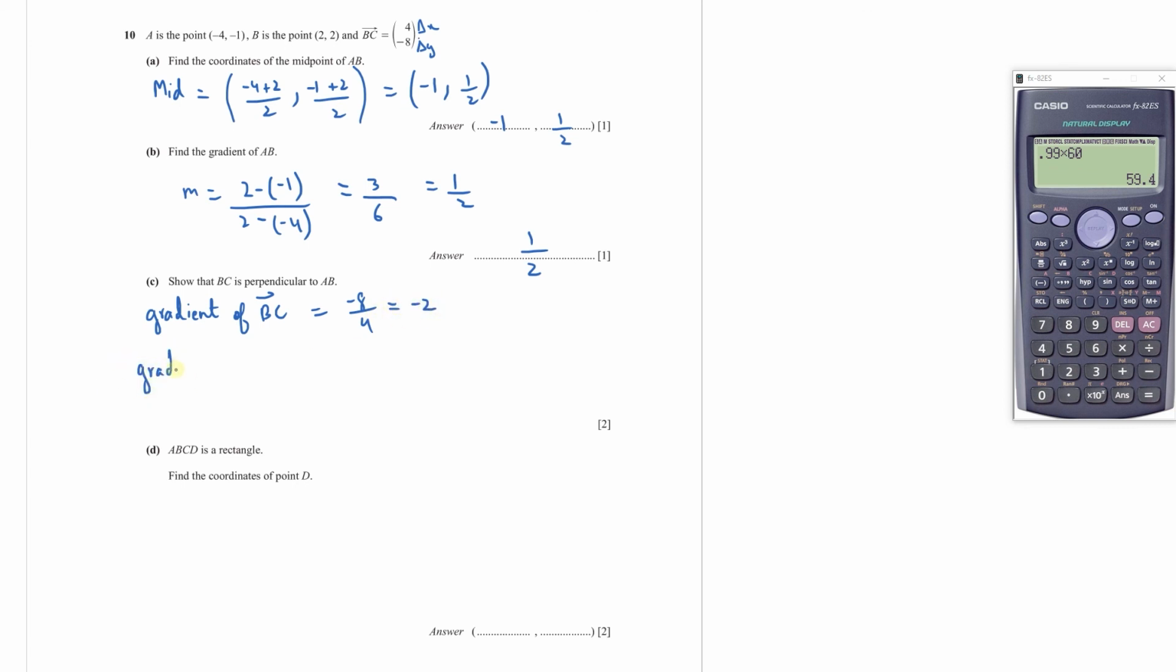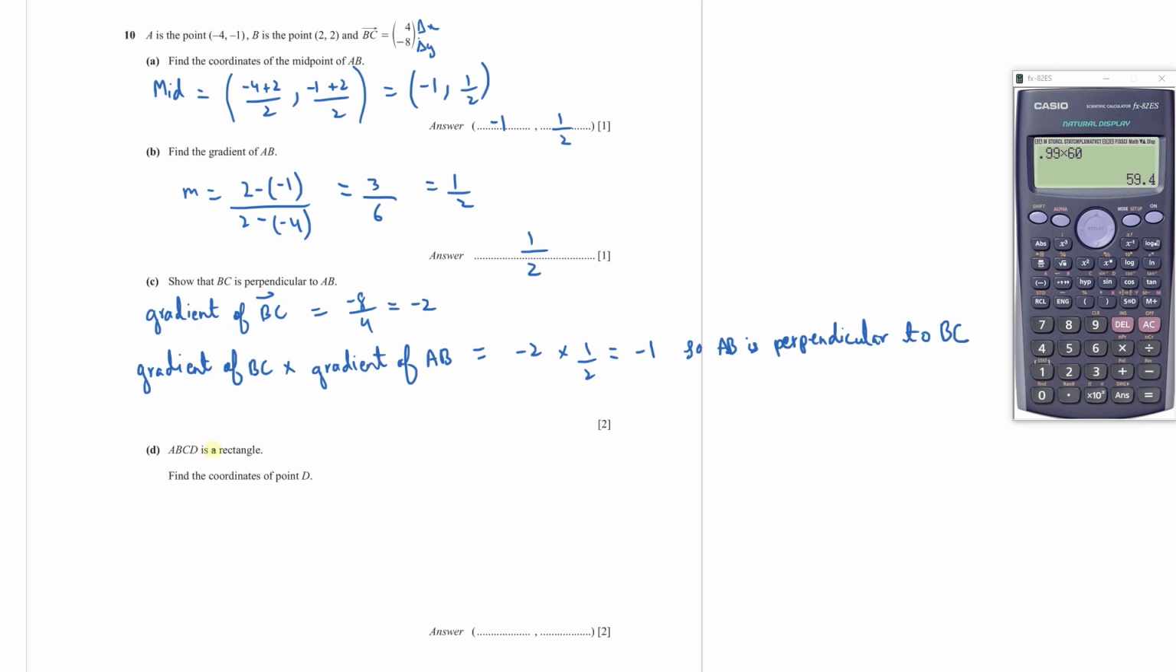So gradient of BC multiplied by gradient of, so this here is not a vector, this is just a side, gradient of AB. Gradient of BC is -2, AB is 1/2, and your answer is -1. So AB is perpendicular to BC.